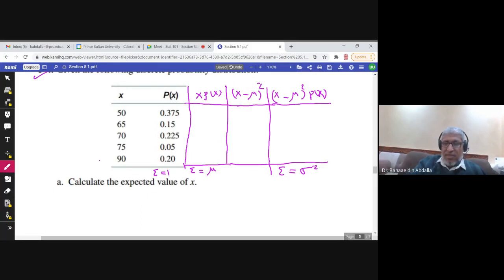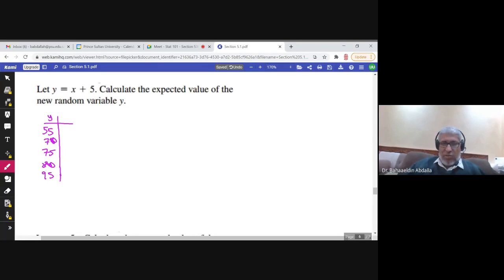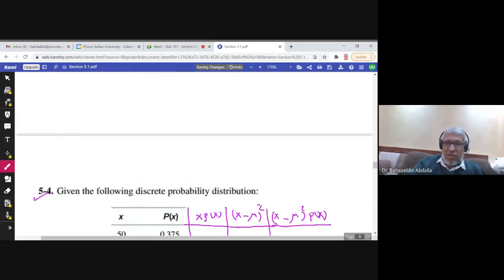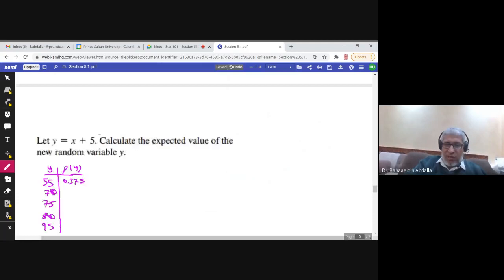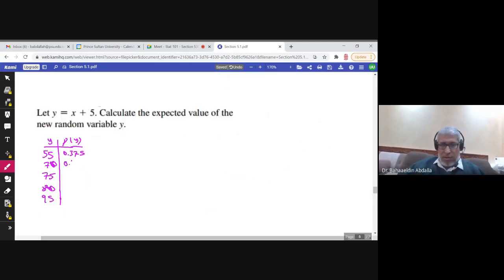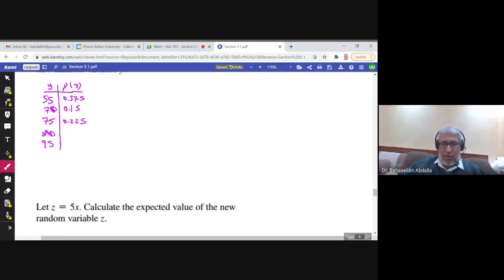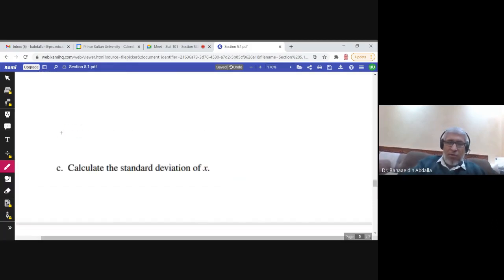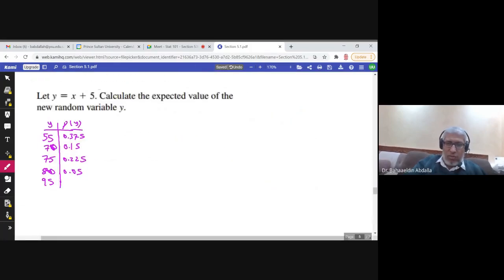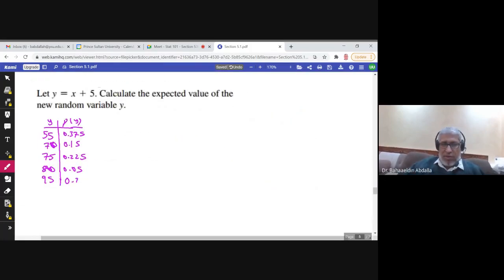The probabilities remain the same. The probabilities did not change. So the probabilities of y are the same. So 0.375, because he did not say anything about it. 0.15, 0.225, 0.05, and 0.2. The sum of all of these probabilities should be 1.